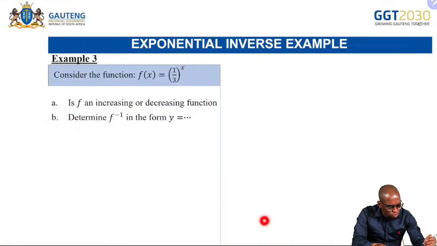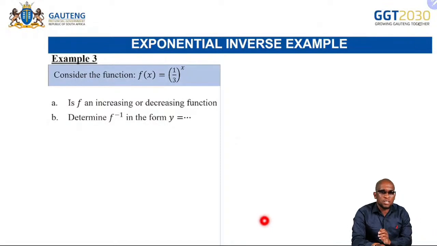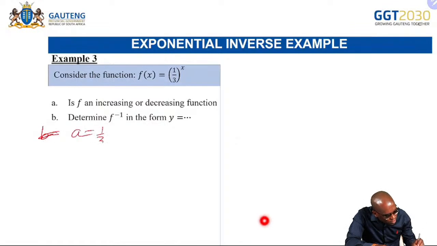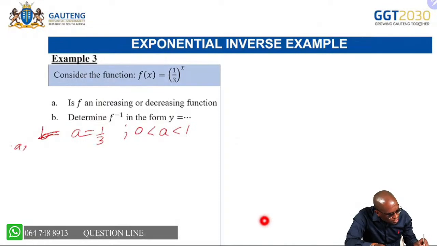Now we move on to this question. I'm only going to do one question on inverses. I'm going to work on only this one so that we can move on to calculus. Now, is f an increasing or a decreasing function? If you check here, check the value of a. It's 1 over 3, which means that a is trapped between 0 and 1. So we will say this is a decreasing function.